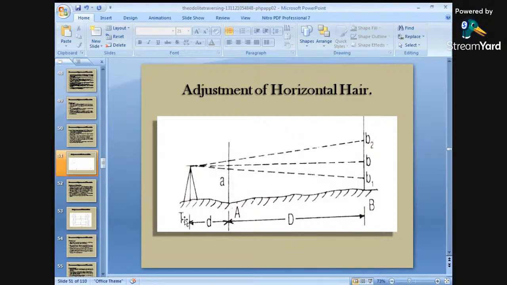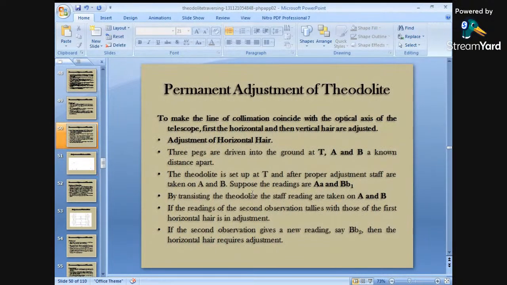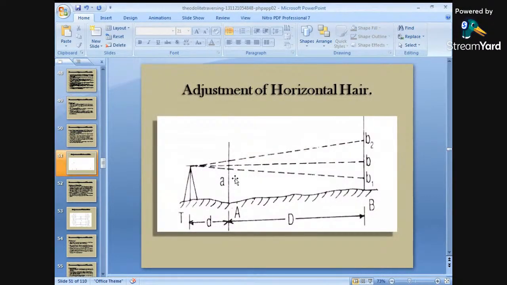Three pegs are fixed, with your instrument at point T, and your leveling staff at points A and B. After that, the theodolite is set up at point T, and after proper adjustment of the staff, the readings are taken on A and B. Suppose the readings are A1 and B1. So from point T, at point A you have taken an observation which is coming out to be A1, and at point B you have taken an observation which is coming out to be B1.